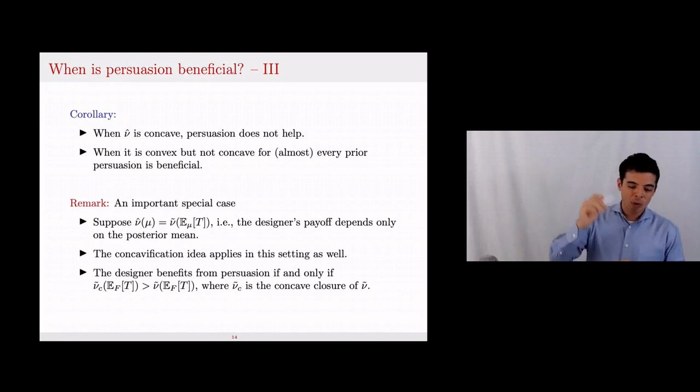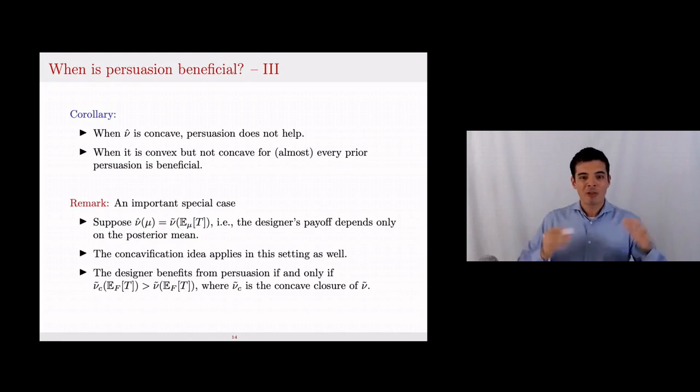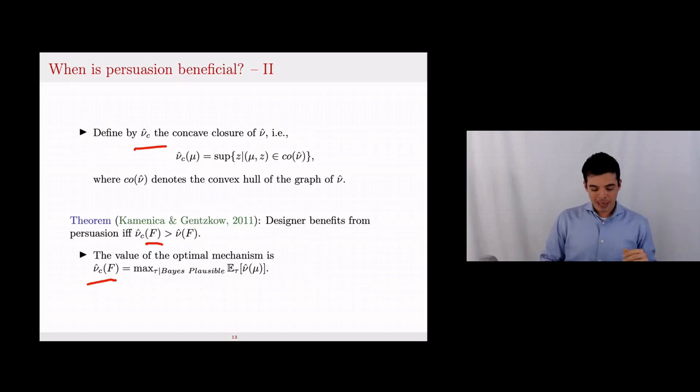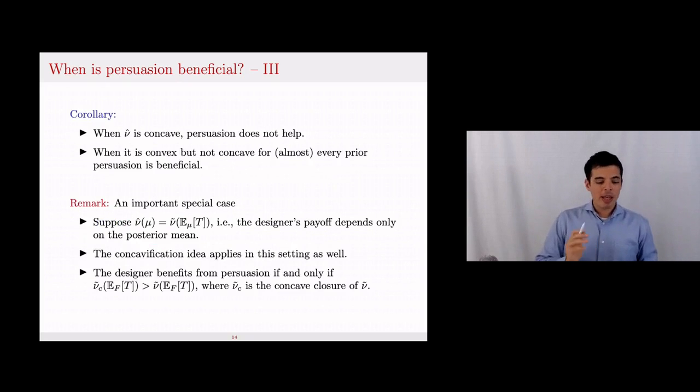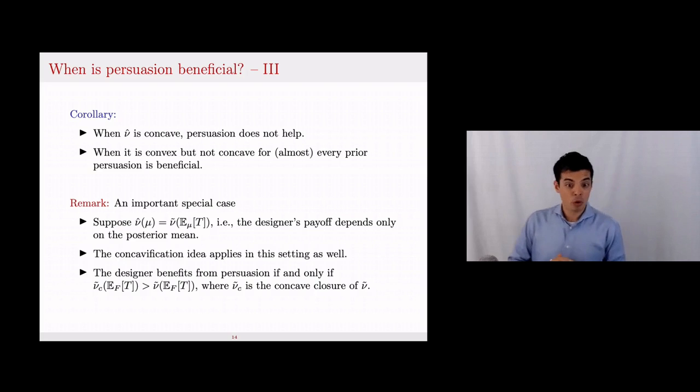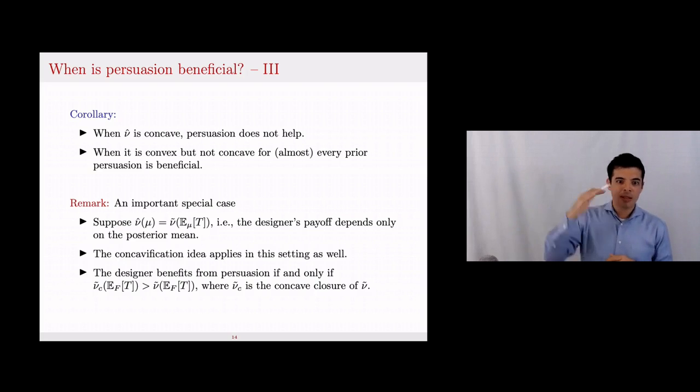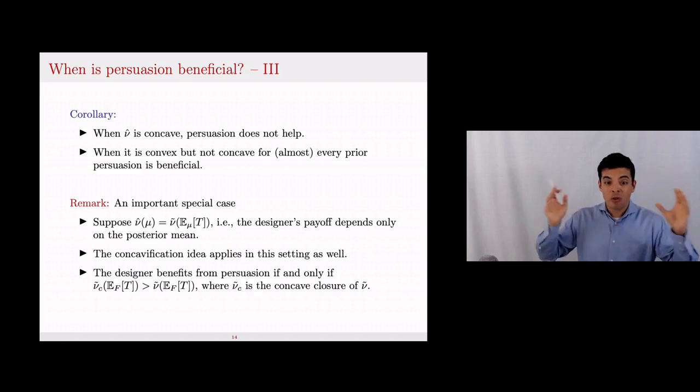For instance, when this nu hat function is concave, its concave closure is itself, therefore this gap is not strict, so you do not benefit at all from persuasion. When it is convex but not concave, then for almost every prior, you'll benefit from persuasion. So whether this nu hat is concave or convex is going to play a key role when it comes to deciding whether there is room for information design, whether you can improve your payoff by choosing the information structure appropriately or not.